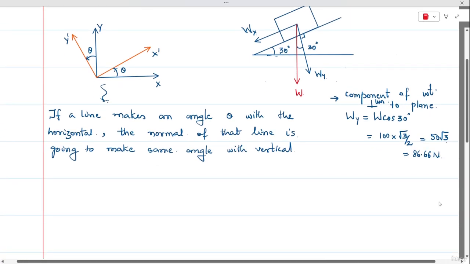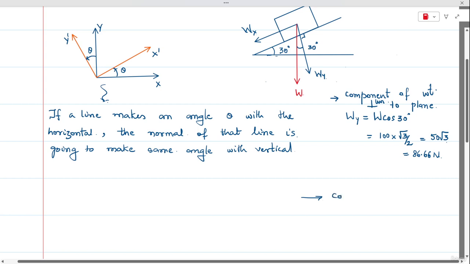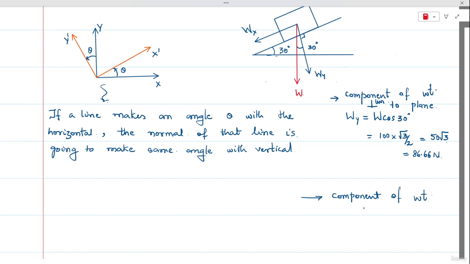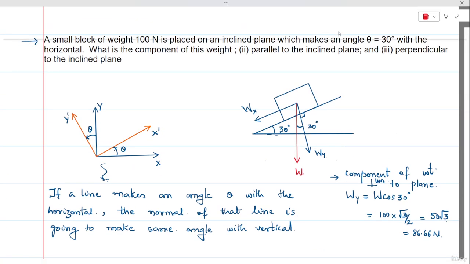In the same way we can also solve for the component of weight parallel to the plane. So now we can write here Wx is equal to W times sine 30, which is equal to 100 into 1 by 2, that is 50 newtons. So please remember this identity. We will be using this identity many number of times in different problems.